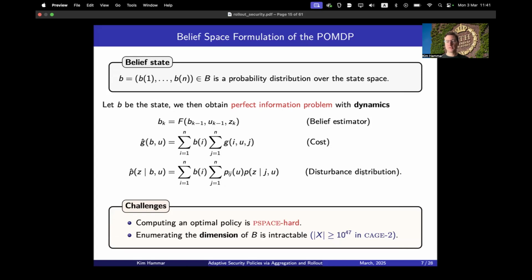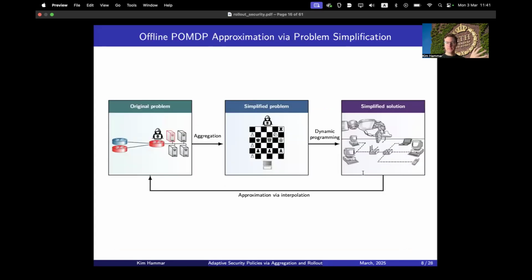So in our framework, we tackle these computational challenges via problem simplification, where we take the original problem and then we simplify it using aggregation. Then we solve the simplified problem using dynamic programming. And then we use that solution to approximate the original problem via interpolation.